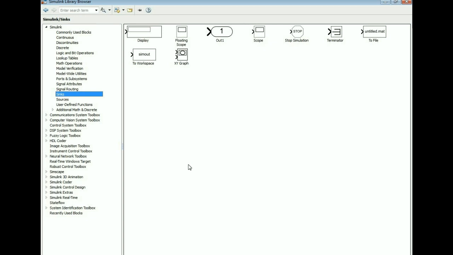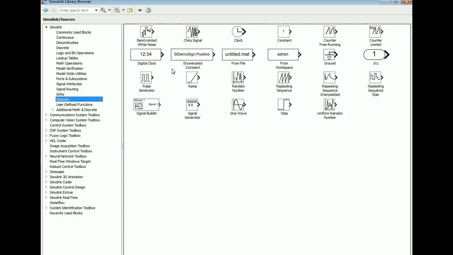Under the Sinks tab, there are many types of tools available for watching the output of any operation, like Display. It displays the numeric value of any output signal. And there are two types of scope available here, as well as the terminator block. This scope plots the signal taking the x-axis as the independent variable and the y-axis as the signal axis, and this scope takes the time axis as the independent variable and the y-axis as the signal axis.